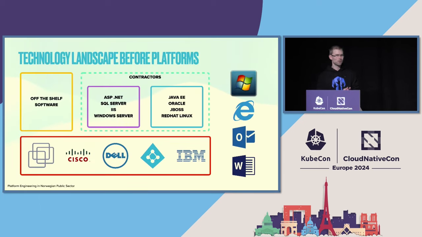So this is how the Norwegian public sector and enterprise organizations looked before platforms. And this is probably very familiar to those of you working in a large organization that's been around for more than 10 years, been around before Kubernetes. Then it looks something like this. And this is what we are still trying to get ourselves a little bit out of, these technology decisions, because they are quite expensive and they lock us into some specific vendors.